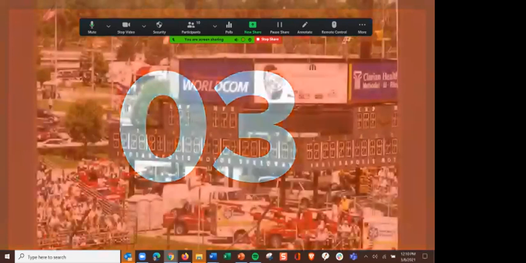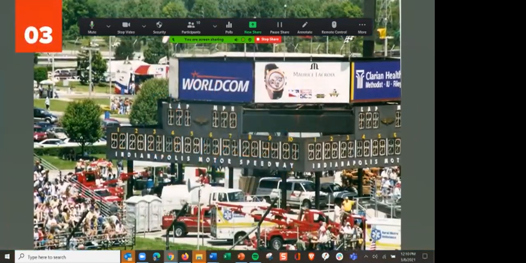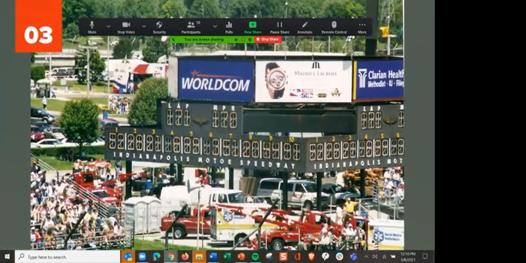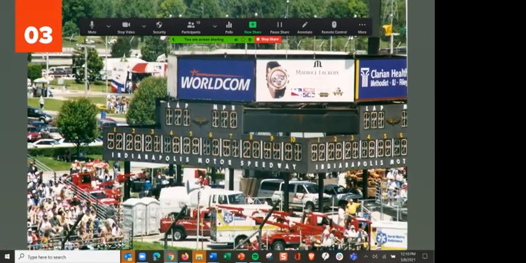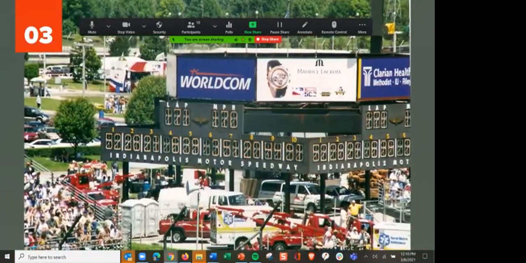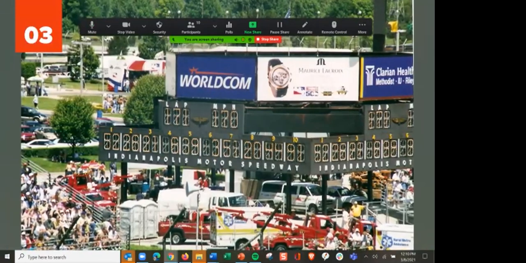3. WorldCom. You might have wondered why the U.S.'s second largest long-distance phone company, WorldCom, filed for Chapter 11 in 2002. However, an internal audit report showed that the company had been using fraudulent accounting methods to hide its declining financial condition.